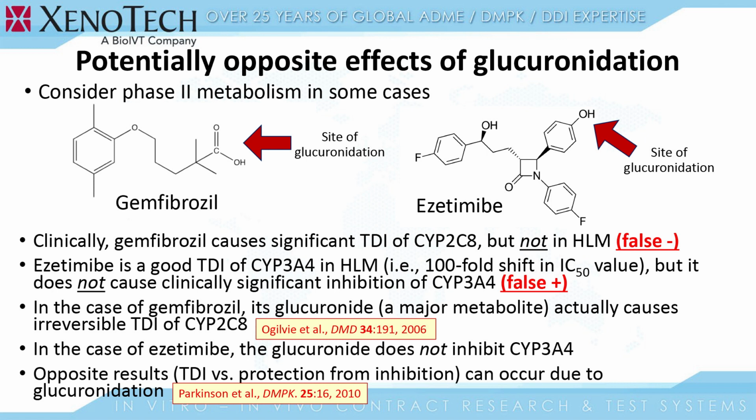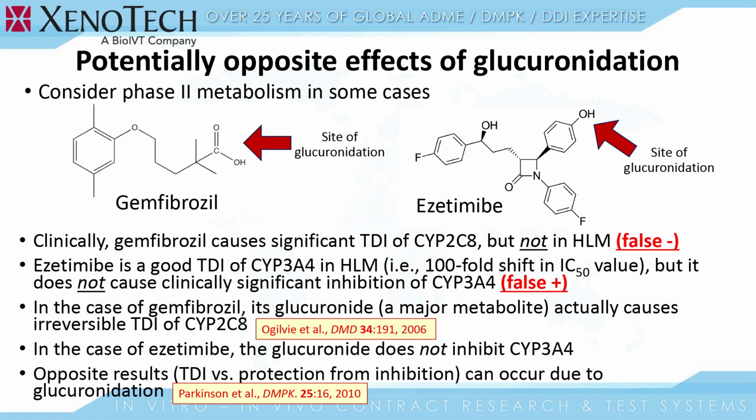So this would be a good spot to point out that when investigating potential drug-drug interactions, it's important to also have a proper study design and use the right test system, and look at the totality of the data from both in vitro and in vivo studies. Some good examples of this are the potentially opposite effects of glucuronidation that can occur, and interpretation of the results between different test systems, and how this can lead to different conclusions.